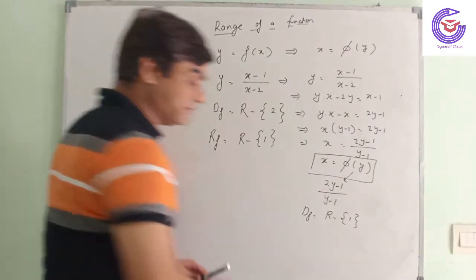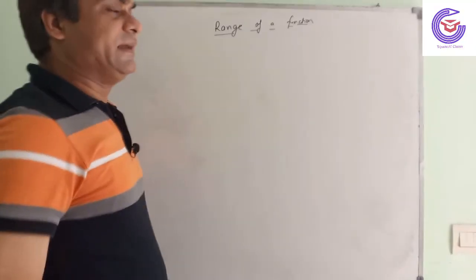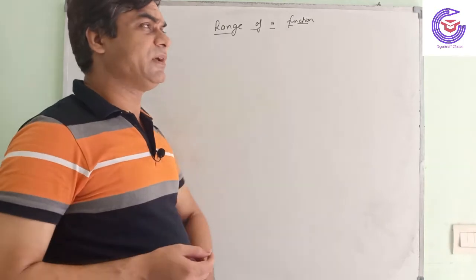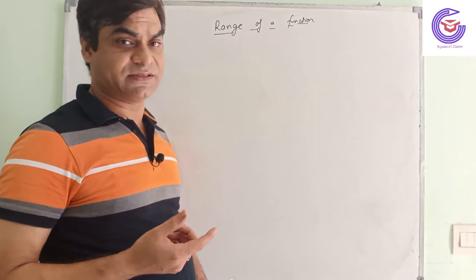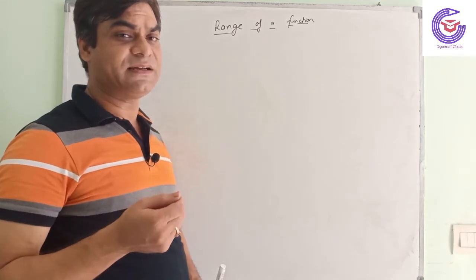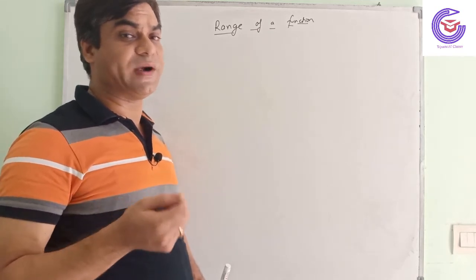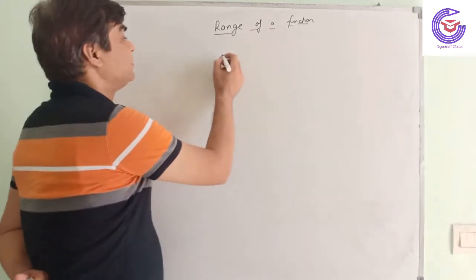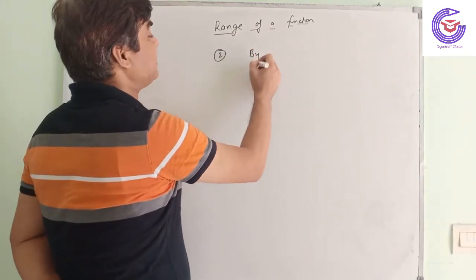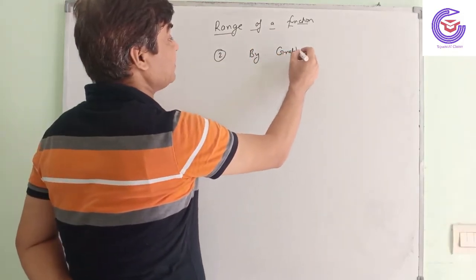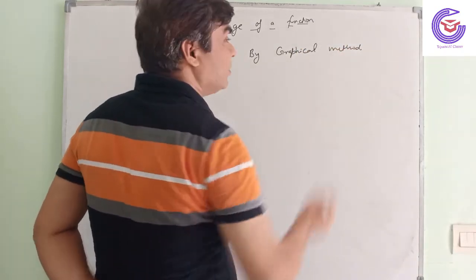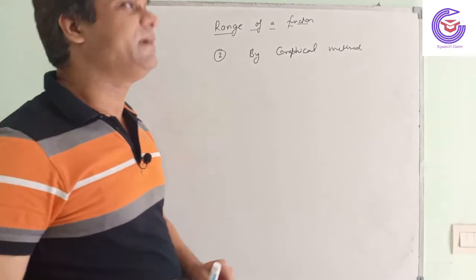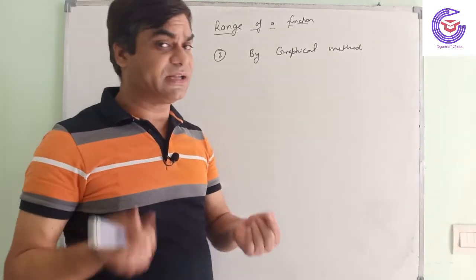Let me explain the second method. In the second method, you can find the range by plotting the graph of the function. If you plot the graph of the function, then you can also find the range. So the second is the graphical method, for which you have to plot the graph.